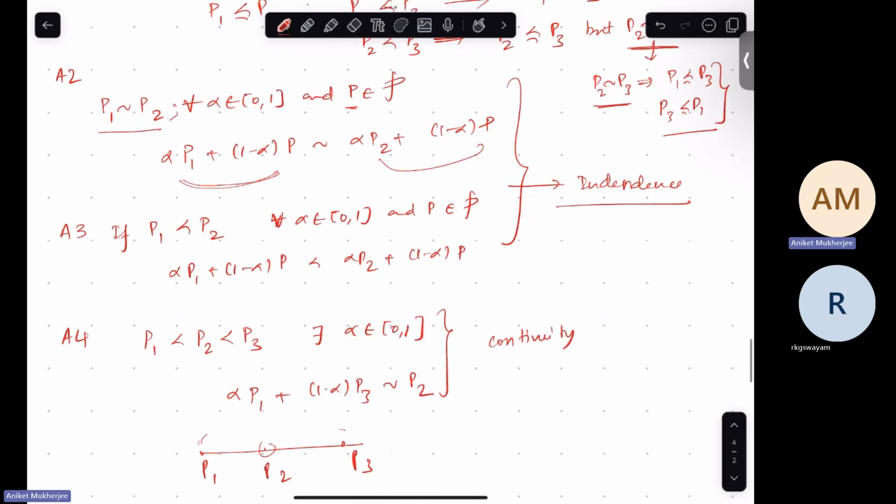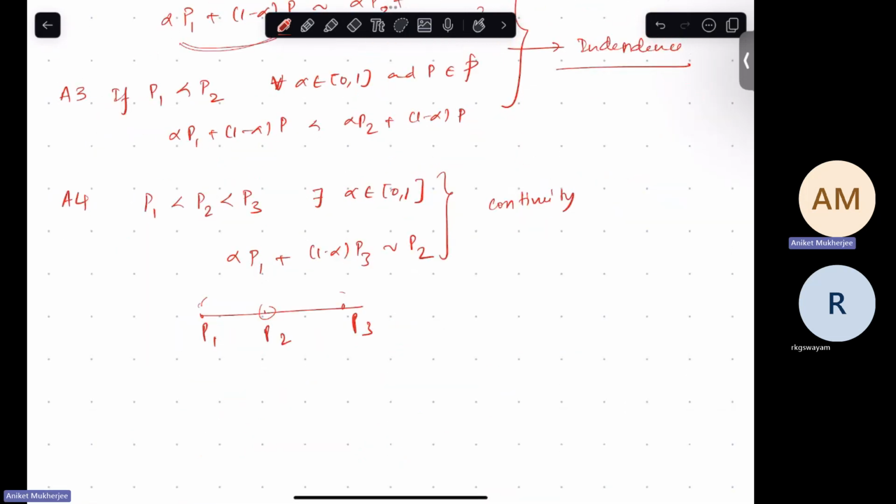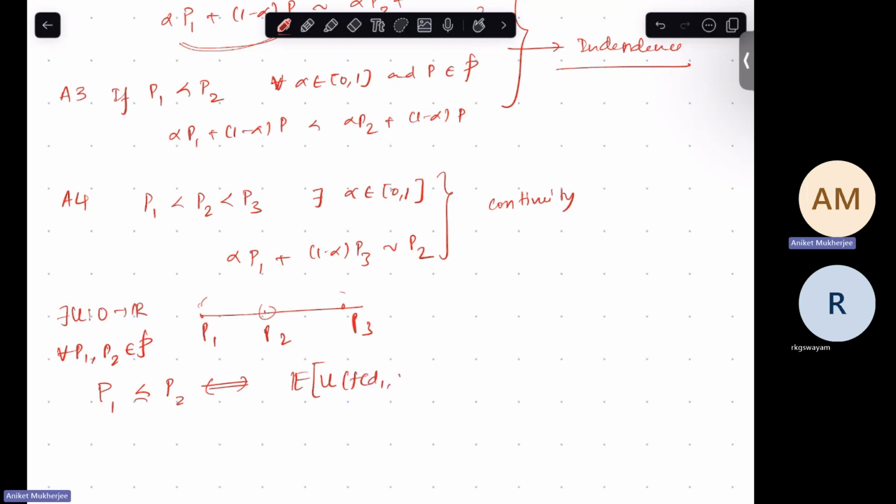So the utility theorem states that for all P1, P2 belonging to P, P1 is less than or equal to P2 implies expected utility. There exists U, mapping outcomes to the reals, such that the expectation of U of f d1 omega is less than or equal to the expectation of U of f d2 omega.